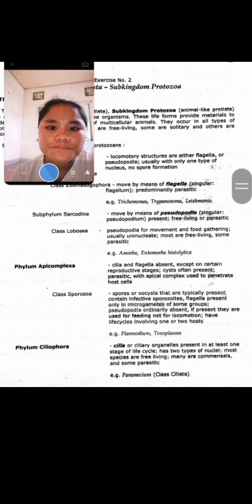So, phylum Apicomplexa, cilia and flagella absent. Cilia and flagella. So, mao na siya. Except on certain reproductive stages, cilia often present, parasitic with apical complex used to penetrate host cells. Mao na siya. So, arita sa class Sporozoa.